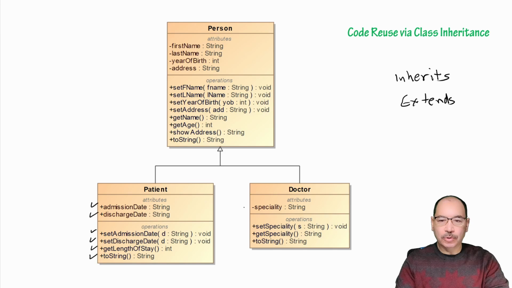And for the doctor, we're going to define a specialty field, and we're going to have one setter and one getter, and again we're going to override the toString method to return a string to represent the information of doctors. So let's get started.